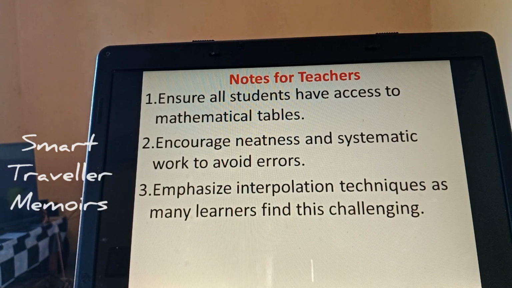For the teachers, first of all, ensure all students have access to mathematical tables. Encourage neatness and systematic work to avoid errors. Emphasize interpolation techniques as many learners find this challenging.